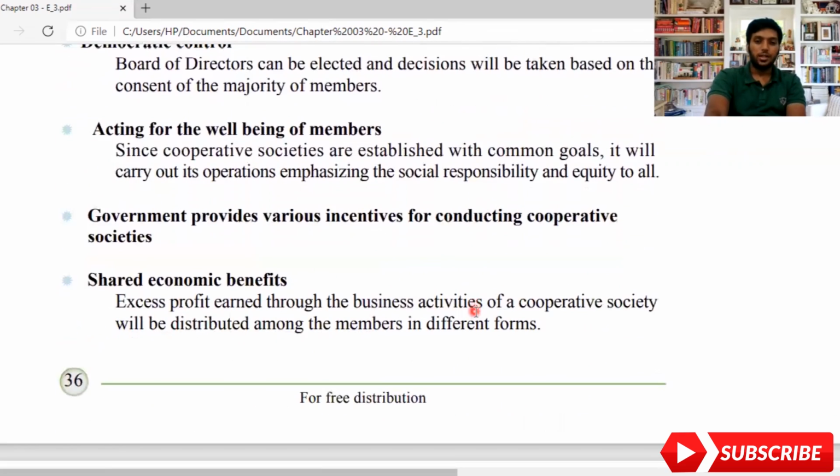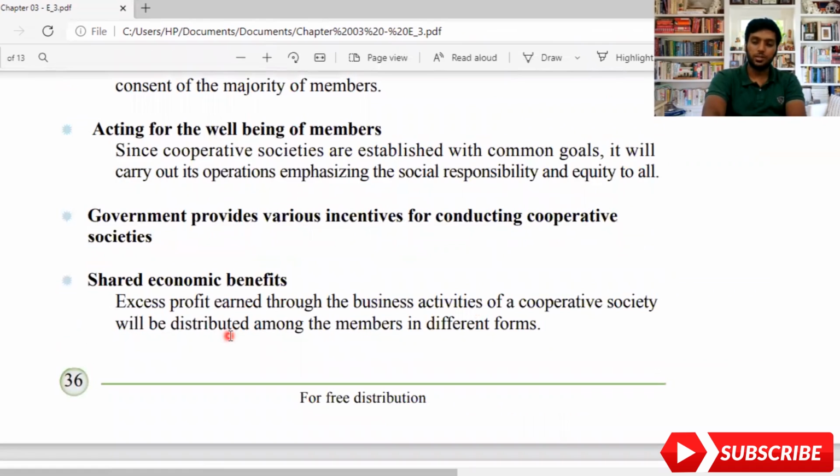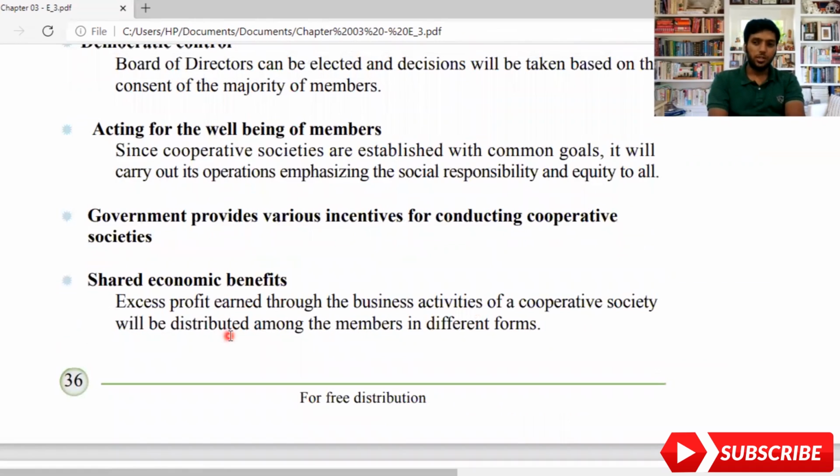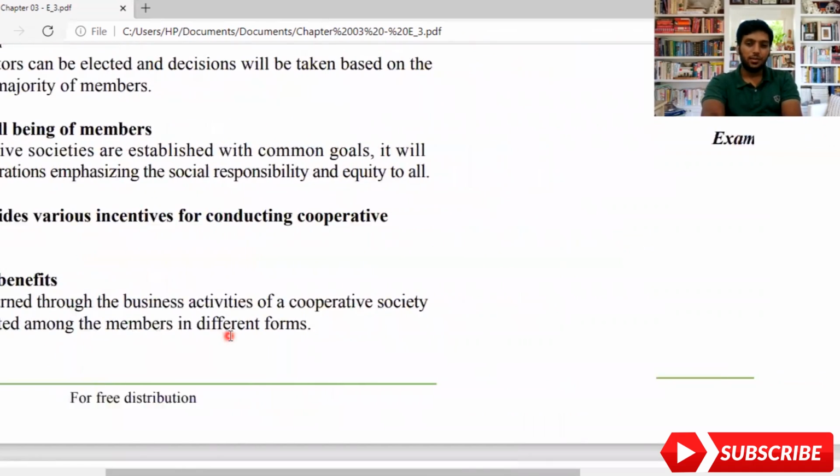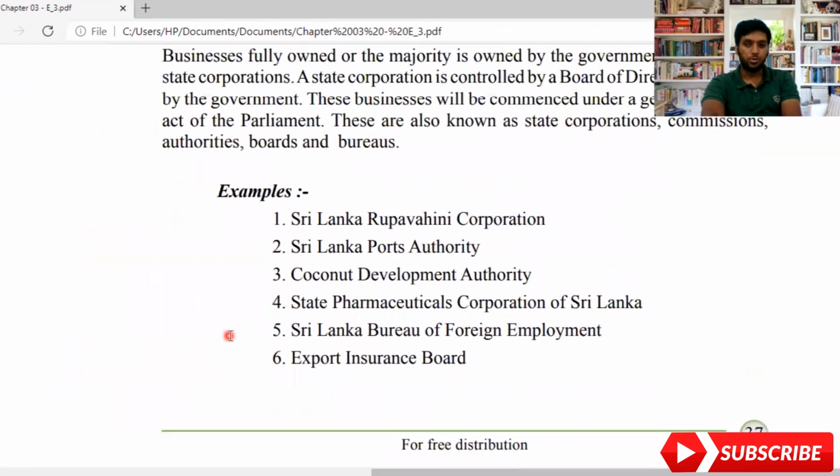And what's the next point? Shared economic benefits. You will get a lot of benefits from the economy because, if you see here, excess profit earned through the business activities of cooperative societies will be distributed among the members in different ways. So when you are doing the business, not only the country will get some sort of money. Here they are doing non-profit motive objectives most of the time, but they still have a small profit inside the organization. So they will divide their money and members will get some sort of portion from there.